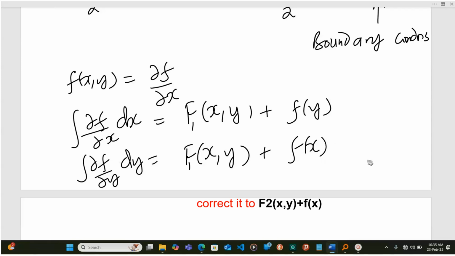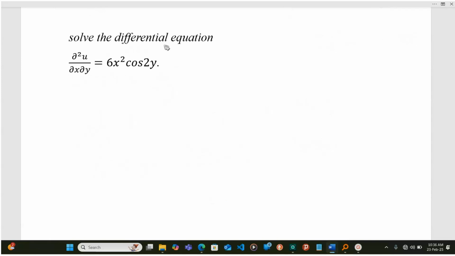A function of x. So this f of y represents the constant of integration, but it obviously is a function of y. And why do we call it a function of y? Because we know this general function is going to be a function of x and y. And that constant, even if we differentiated the whole of this with respect to x, this would go to 0. If we differentiated this with respect to y, we would get back the del f del y, and this would go to 0. Solve the differential equation, del 2 u, del x, del y is equal to 6x squared cos 2y.